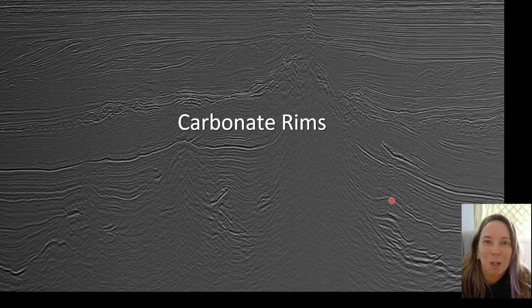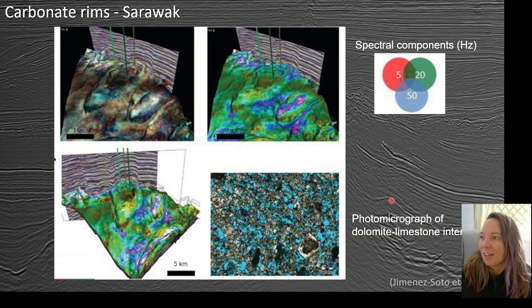Okay, let's look at some carbonate rims in seismic data. And so here we're looking at a carbonate rim in the Sarawak seismic data set. So we've got it displayed up here with spectral components. So we've got low frequency, 5, 20, and then 50 hertz data being blended together.